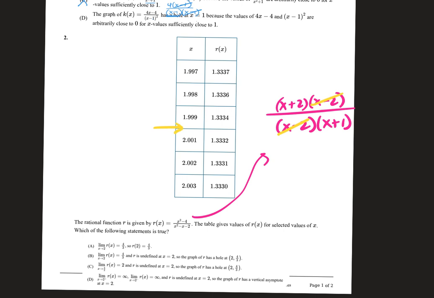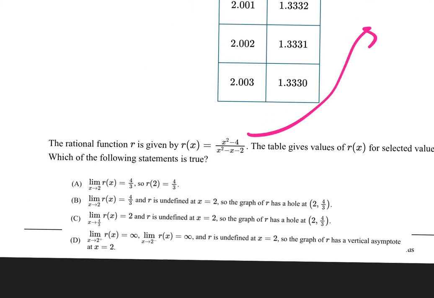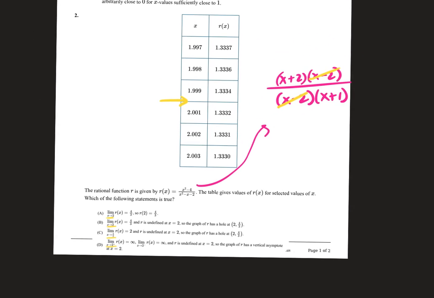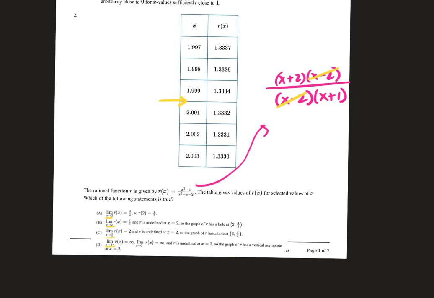So the answer choices are all talking about the limit as it's approaching 2. So notice it says as it's approaching 2, as it's approaching 2, as it's approaching 4 halves, and as it's approaching 2 from the right. Well, I know that as it's approaching 2, it would equal the value of what you would get when you plug in. So I'd get 2 plus 2 over 2 plus 1, and I'd get 4 over 3. So that y value is going to be 4/3.